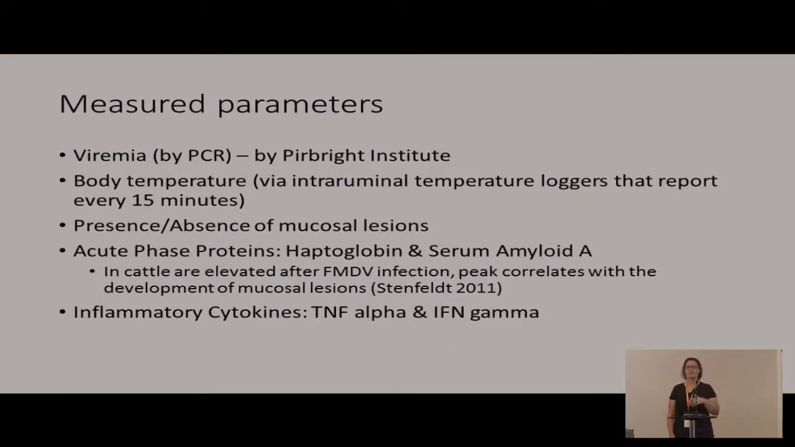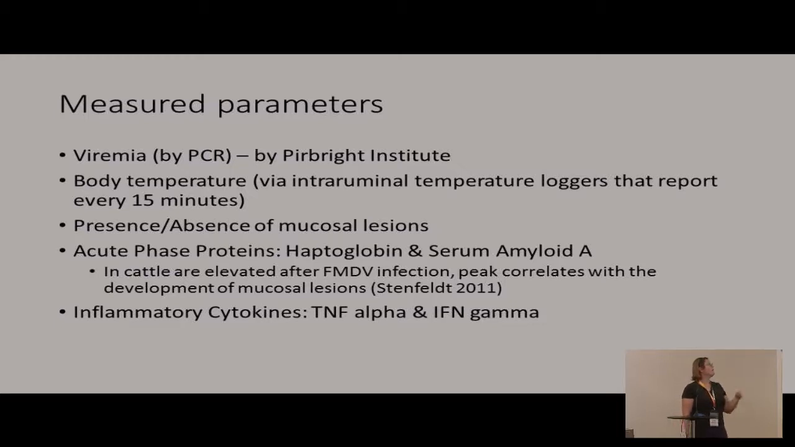All right, so what parameters did we measure for clinical signs? First thing we did, of course, along with all the other things that PerBright measures, the only other bit of foot and mouth disease virus I'm mixing into this presentation today are the viremia results, just to show that transmission occurred and what it looked like. We also measured body temperature, so we put intraruminal temperature loggers in every buffalo, and they wirelessly send us a body temperature every 15 minutes, and so we could see if they mounted fevers or not. We also looked for the presence and absence of mucosal lesions at every sedation event, obviously not in between sedation events, the buffalo would kill us.